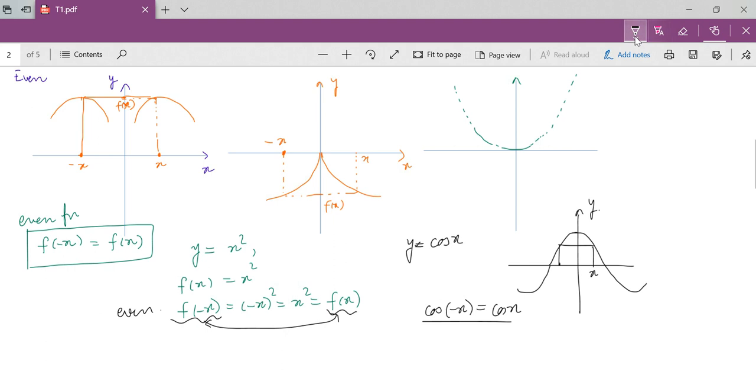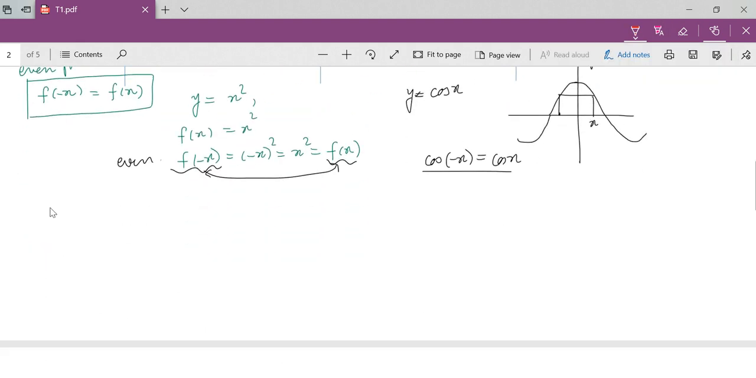Now what is an odd function? Let's see what is an odd function. So basically you want the function to be symmetric around the origin. So if I draw some function like this, let's say this, I want exactly the same thing but in the opposite quadrant now, like this.